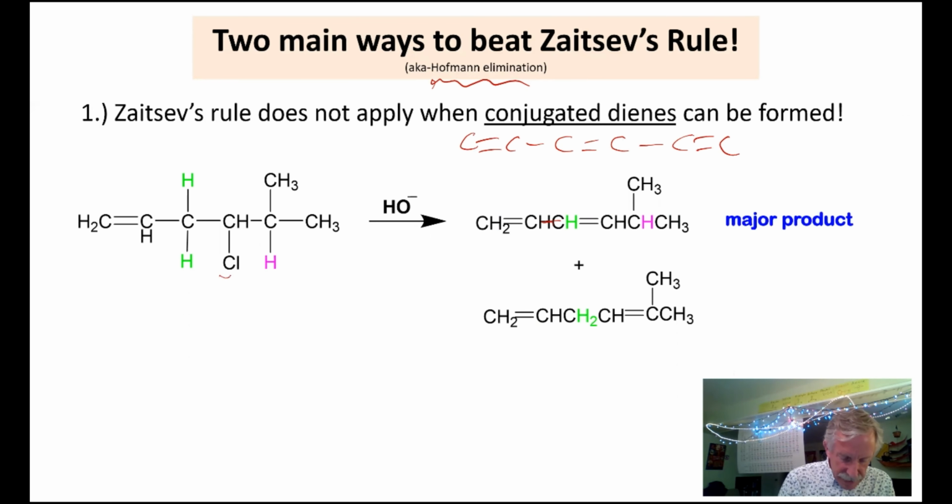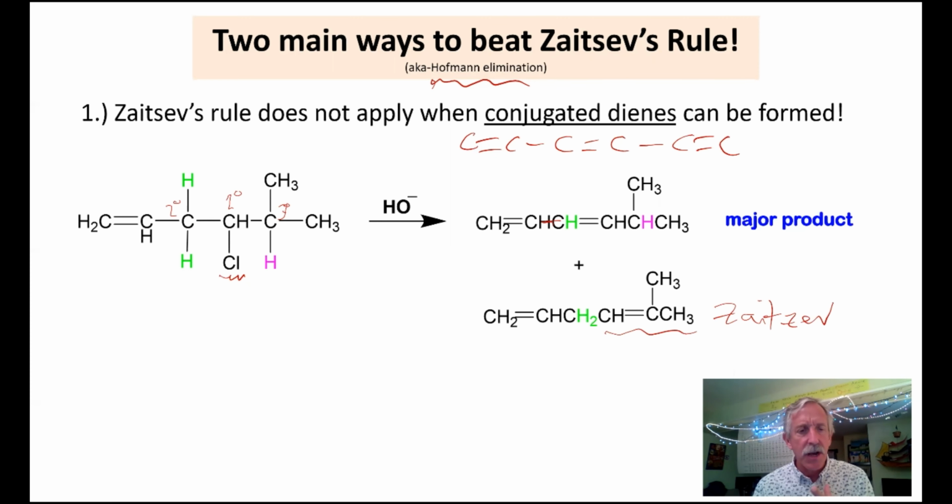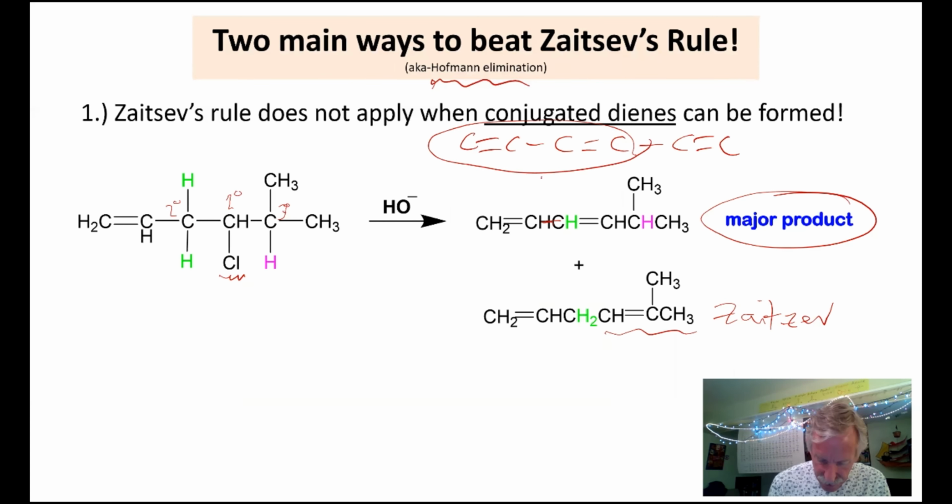Notice here is my leaving group. It is on a secondary carbon. I have a very nice tertiary, and sitting over here I only have a secondary. So according to Zaitsev's rule, I really should want to make the alkene over here. This is Zaitsev's product, really substituted on that tertiary secondary carbon. But then notice the major product happens to be the less substituted one because of this pattern here.